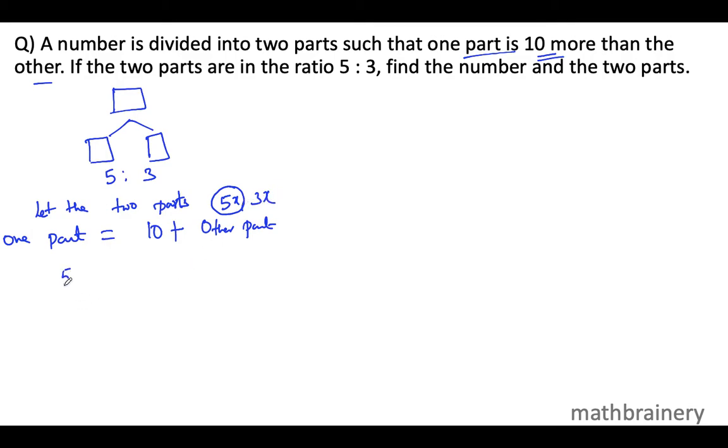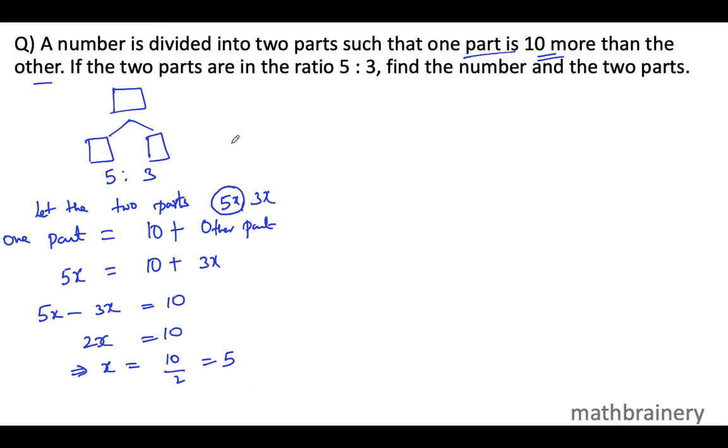So I can assume this bigger part as 5x and the smaller part will be 3x, so that 5x is equal to 10 plus 3x. Let's now transpose this 3x to the left hand side. It must be 5x minus 3x is equal to 10. 5x minus 3x is 2x, 2x is equal to 10. What does this imply? x is equal to 10 by 2, which is 5.